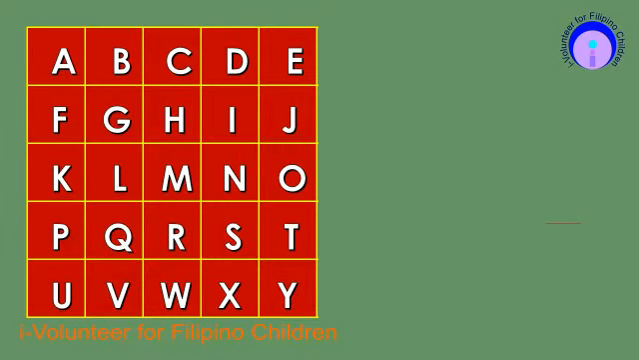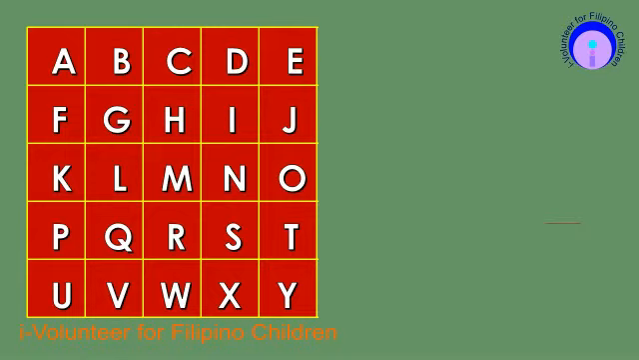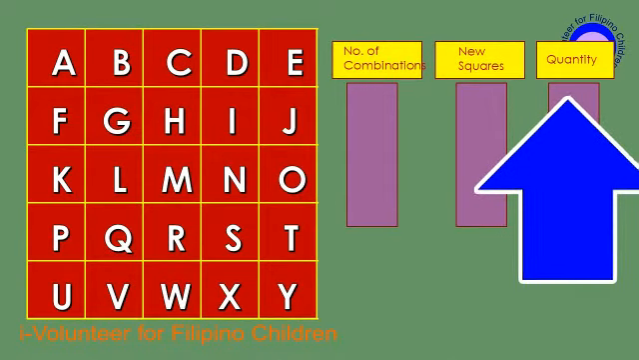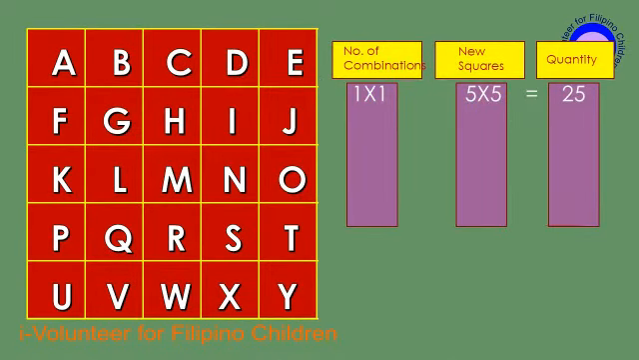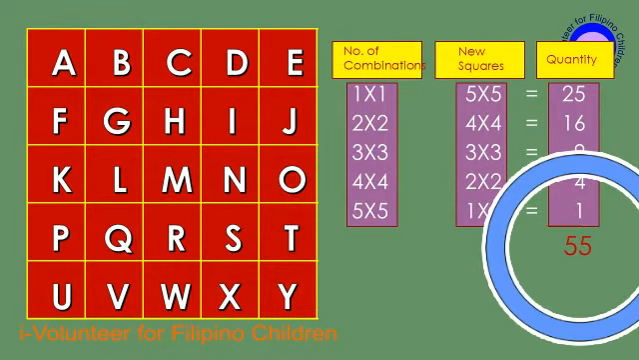Now we can start counting the squares that we can form. We will start from 1. Initially, we will be counting them individually. That means there is no combination. For you to understand better our lesson, I provided you a tally sheet wherein you can identify the combinations and the number of squares that can be formed. There you have it. The total number of squares is equal to 55.